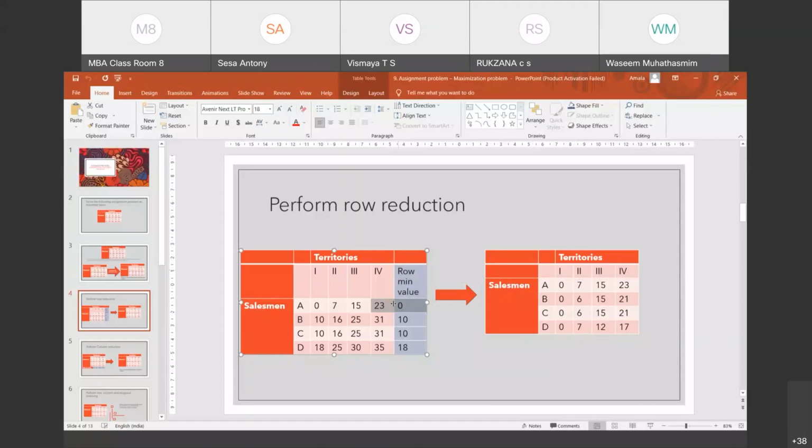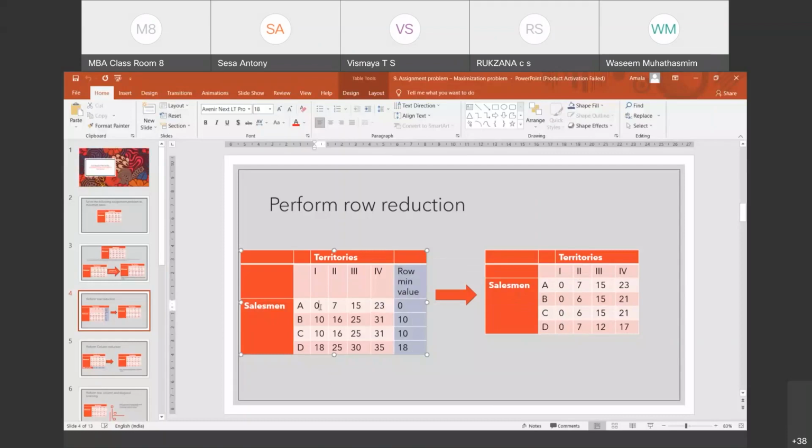So here we have 0 minus 0. Over here, don't put any negative values. Always subtract the smallest value from the biggest value. So 10 minus 0 is 10. 7 minus 0 is 7. 15 minus 0 is 15. 23 minus 0 is 23.